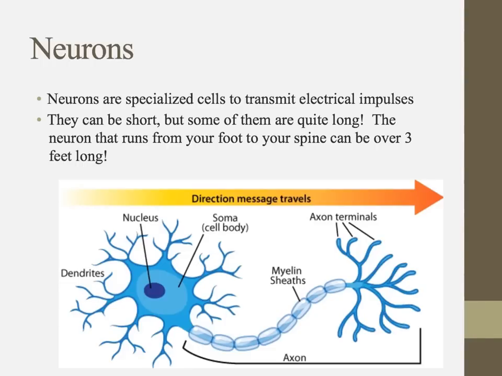Some of these neurons can be teeny, teeny, tiny. Some of them can be really huge. The longest one is over 3 feet long and can run from your spine all the way down to your foot, a single long, skinny cell, but always starting with the dendrites, going through the cell body, down the axon, and ending at the axon terminals.